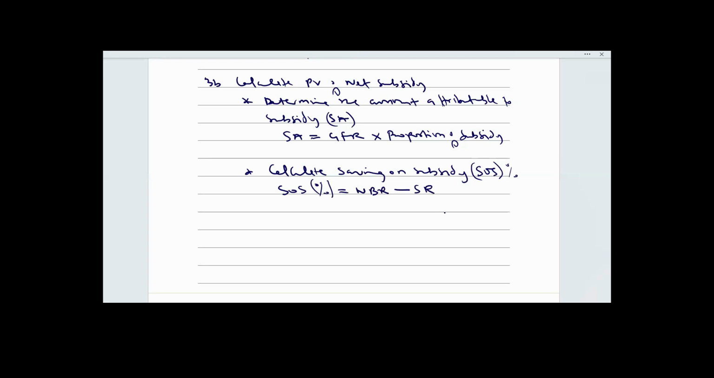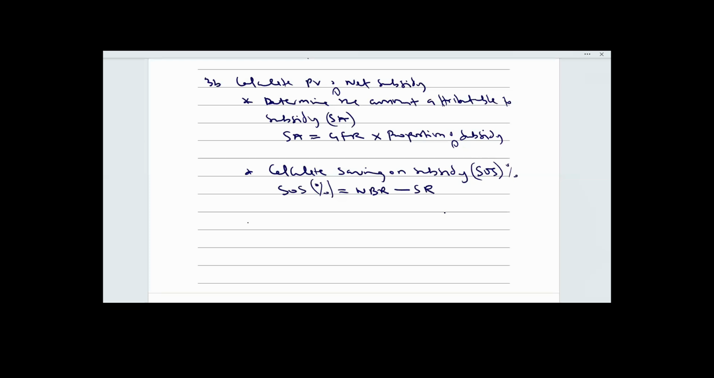The normal borrowing rate is the interest rate you pay on the loan you borrow from the bank or from the investor, minus the interest rate the company will pay through the subsidized loan. The difference represents savings on subsidy.